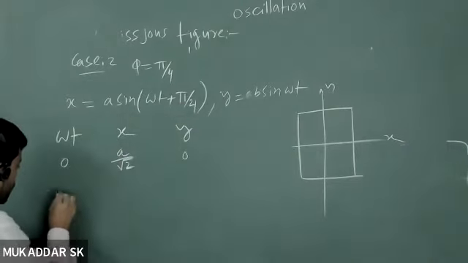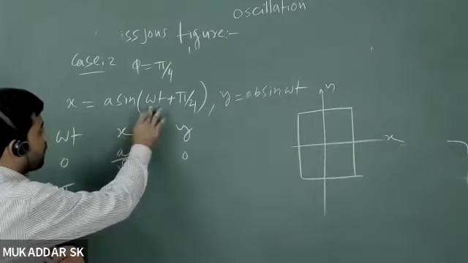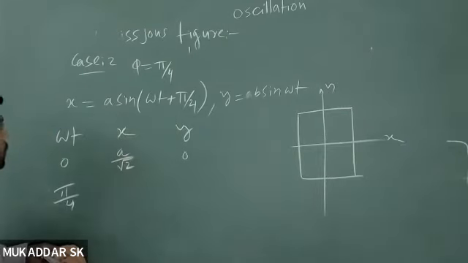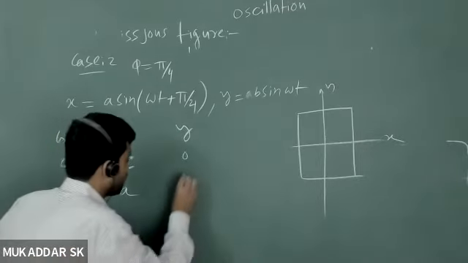Now let us take omega t equals pi by 4. You are in progressive time. So when omega t equals pi by 4, this will become pi by 4 plus pi by 4, which is pi by 2. Sin pi by 2 will be 1, so x is a. And y will become b by root 2.